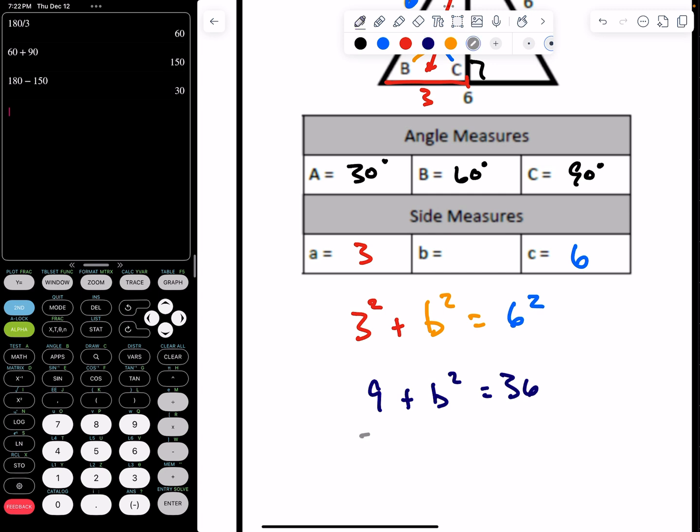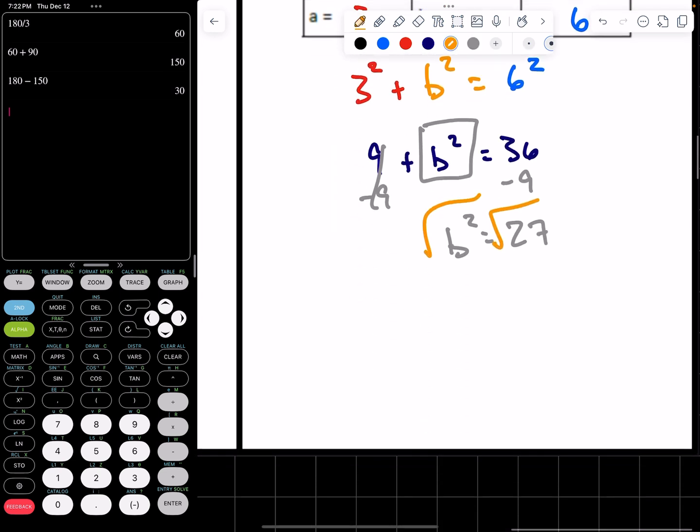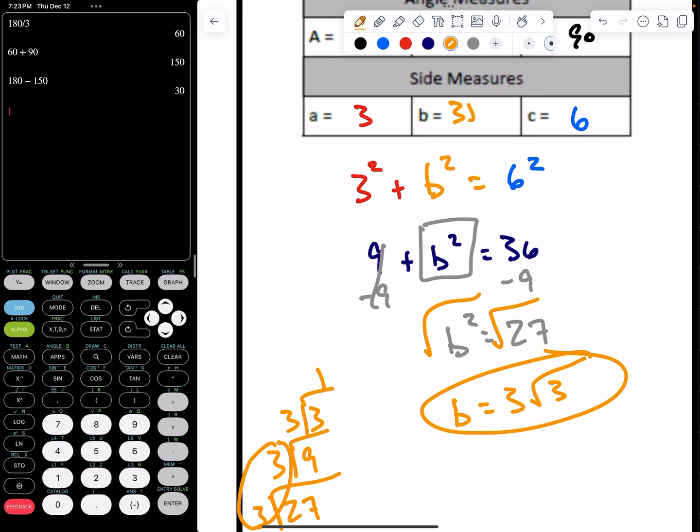And then I'm going to subtract 9 because, once again, just like the other two, I want to get B squared by itself. So I subtract 9. B squared equals 27. And in order to get B by itself, just like I've been doing, I need to take the square root of 27. The smallest thing I can divide 27 by is 3, which gives me 9. I can divide 9 by 3, which gives me 3. And then I can divide 3 by 3, which gives me 1. A pair of 3's brings a 3 out front of my square root. I'm left with 3 times 1 underneath. B equals 3 root 3.